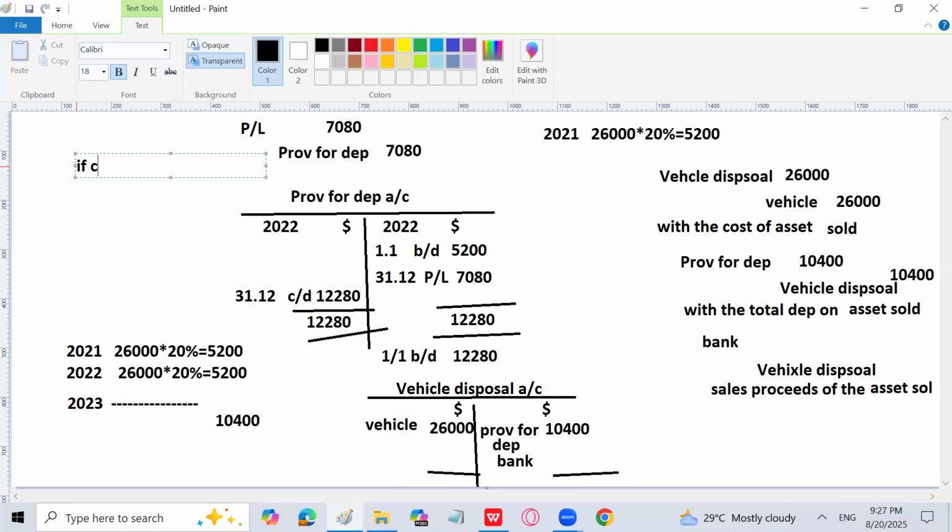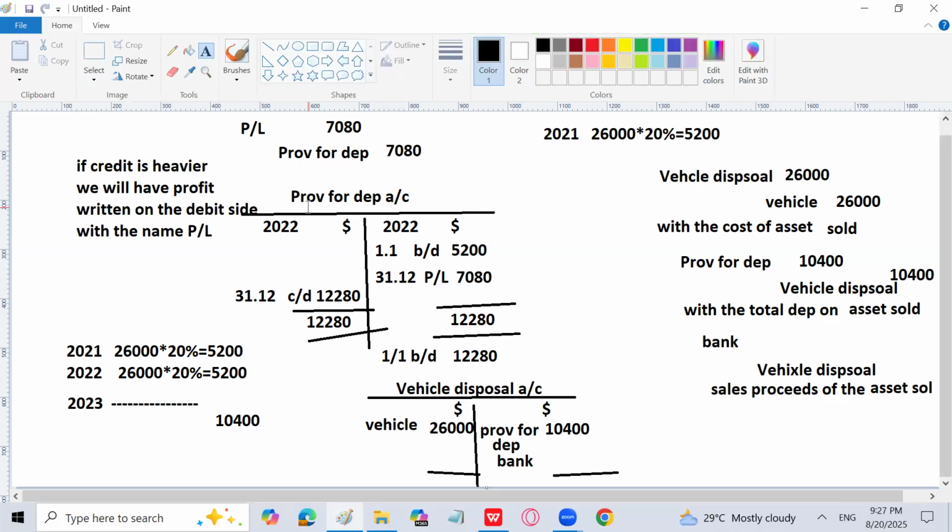If credit side is heavier, we will have profit. We will have profit written on the debit side with the name profit and loss account. Vice versa. अगर क्रेडिट साइड बढ़ी है तो आपको प्रॉफिट होगा, ठीक है, और वो हम डेबिट पे लिखेंगे प्रॉफिट एंड लॉस अकाउंट के नाम से. अगर डेबिट साइड बढ़ी होगी तो आपको लॉस होगा और वो भी आप प्रॉफिट एंड लॉस अकाउंट के नाम से ही लिखेंगे, लेकिन वो क्रेडिट साइड पे लिखेंगे.